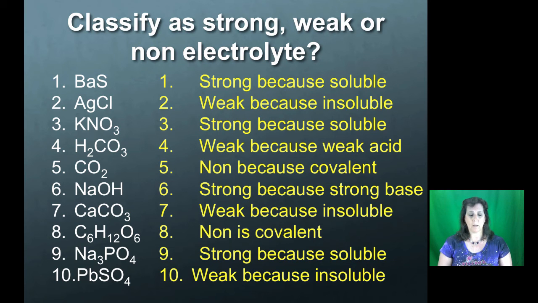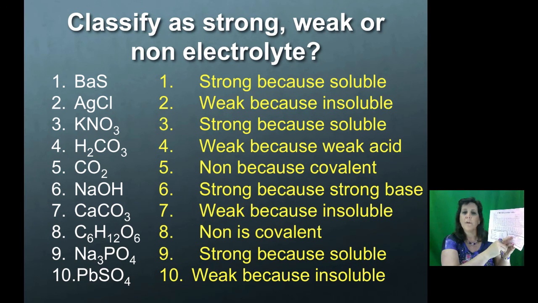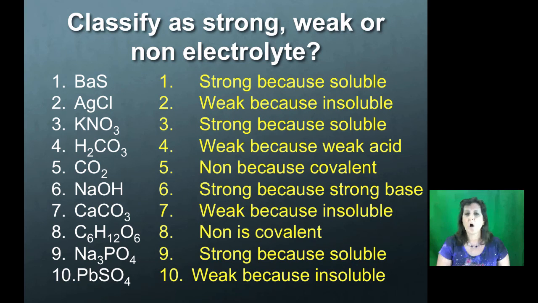CaCO3. Okay, we need to look at our solubility rules for CaCO3, calcium carbonate. And we get to rule number 6. Carbonate is insoluble, means it dissolves a little bit, so it's weak. Weak because it's insoluble. We've already looked at number 8, covalent. Number 9, sodium phosphate. Sodium, again, rule number 1, soluble, soluble, strong.